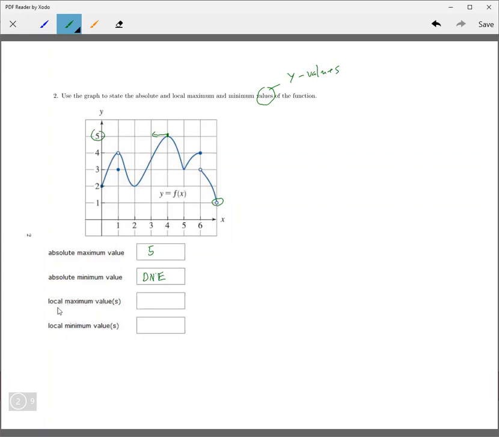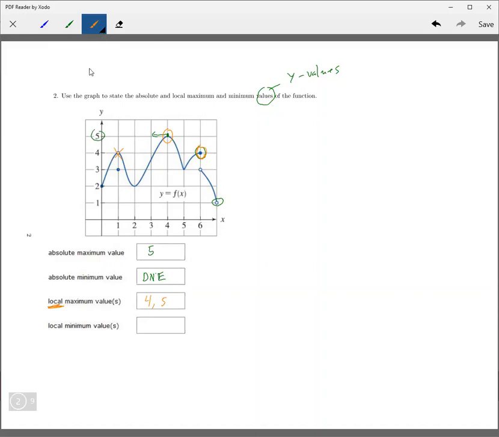Okay, local maximum values. Those are going to be at interior points. This is 1. That's also 1. Let me do this in a different color. So local, that's still going to be 1 right there, because it's right here. This is not going to work out because the value is right here actually. Okay, so it's these two values, 5 and 4, or 4 and 5.